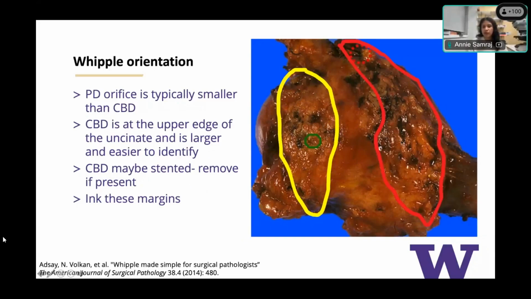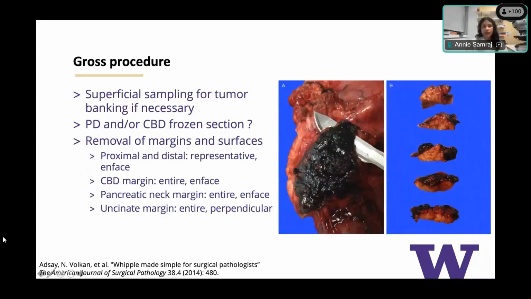So these margins are inked. And then we move on to the uncinate. So the uncinate, once it is inked, we are going to bread loaf it. So we take a thick section, about a centimeter or so, and then it is bread loafed so that we see more of the margin.